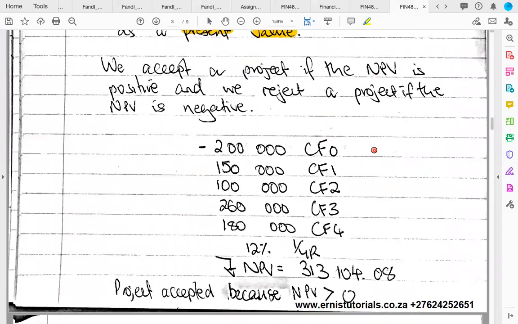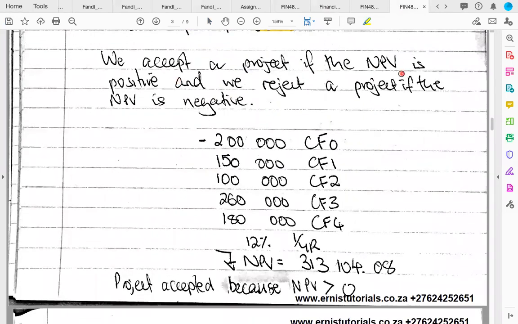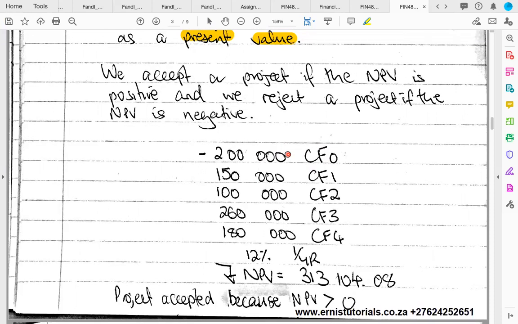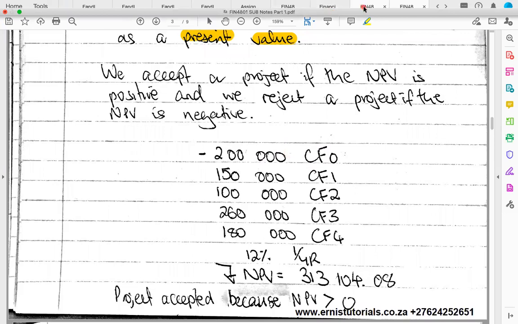So we said we accept a project if the NPV is positive, and we reject a project if the NPV is negative. So I'm going to take you through how to do this calculation using an HP financial calculator. Let me take you through that now.